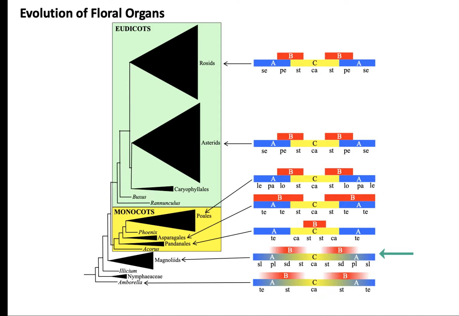As you go back into more primitive plants in the magnoliids, the patterns aren't as distinct. So you get sepal-like organs, you get petal-like organs, and you get staminodes and stamens, things that are similar to petals and sepals and stamens, but they are morphologically distinct.